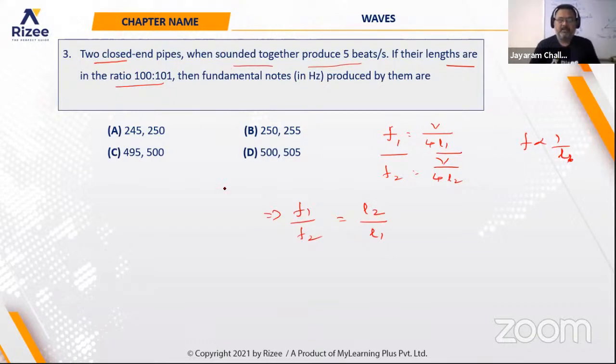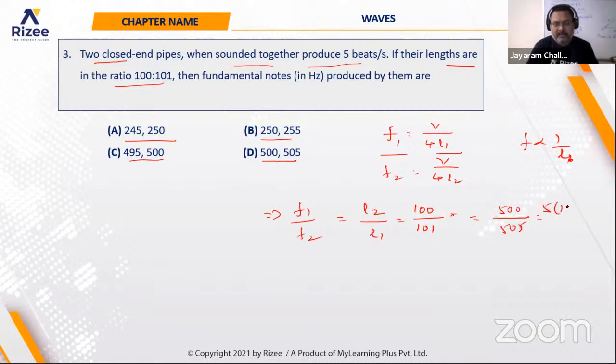Okay, and their lengths are in the ratio, but he has not provided any ratio directly, so I'm going for 100 by 101. If I multiply this with 2, then it will be 200 by 202. So out of the given options, which option is going to satisfy this ratio? That is clearly option D, which is 500 by 505. I can write it as 5 into 100 by 5 into 101. So the better option in the given situation is option D.